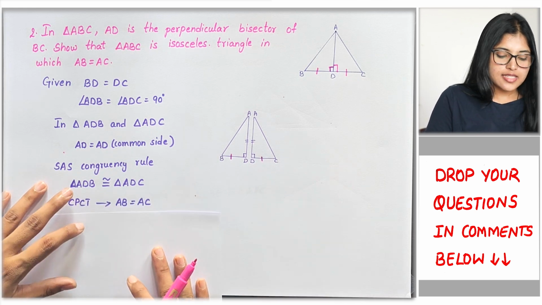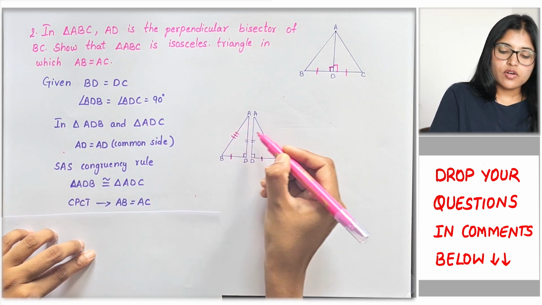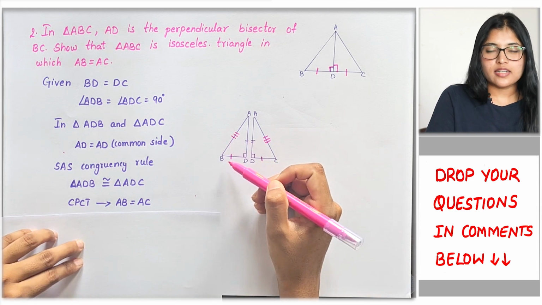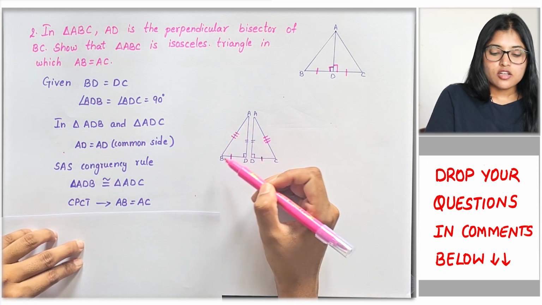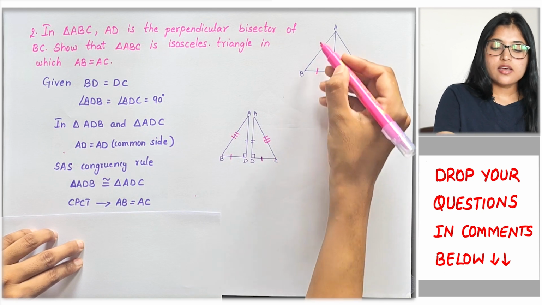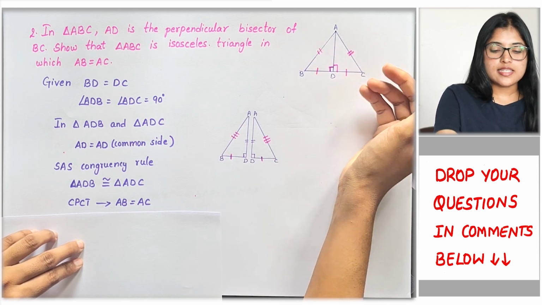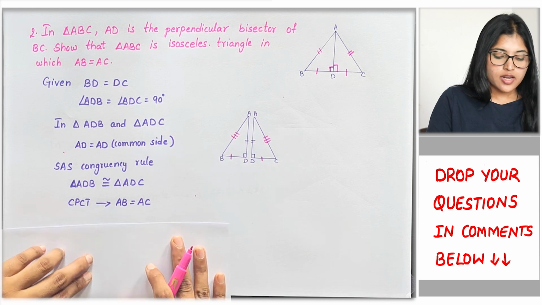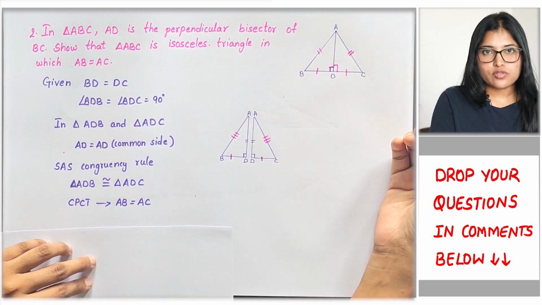From this, I can say that AB is equal to AC over here. That means common parts of congruent triangles, all three sides are equal. So AB will be equal to AC. Here I can show AB and AC as equal. That's what we are asked to prove. Since two sides are equal, ABC itself is an isosceles triangle.